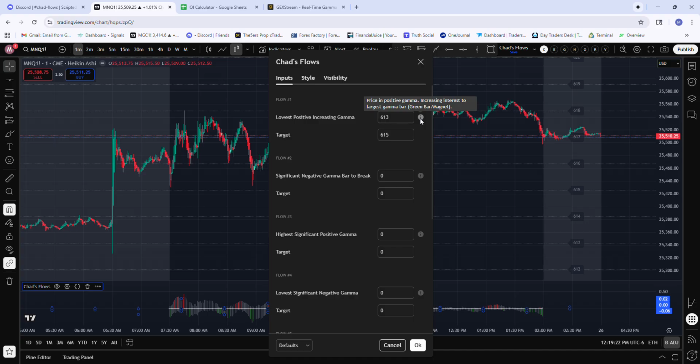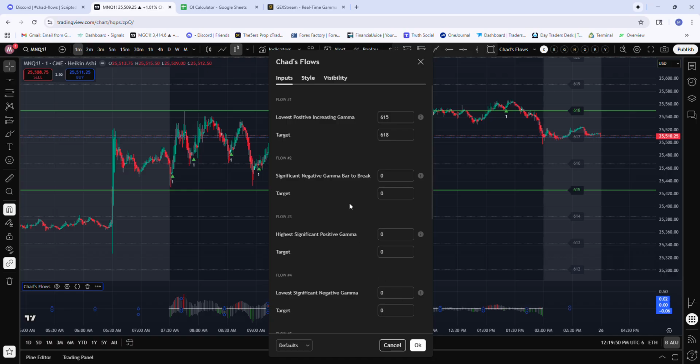So flow number 1, price is in positive gamma or open interest, and you have increasing interest to the target gamma bar, which is the green bar, or CHAD sometimes calls it the magnet bar. So once again, that biggest open interest bar on the chart that ends up usually getting colored green. So you put in those values, and then it'll show up on your chart. So let's fudge the numbers here a little bit so it'll show up on the chart.